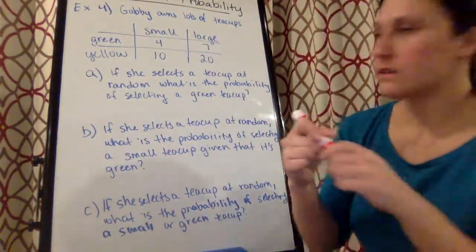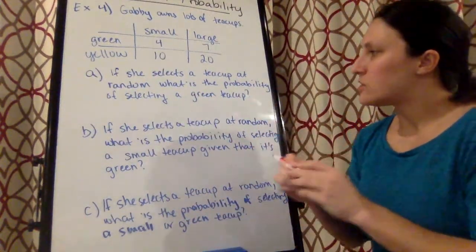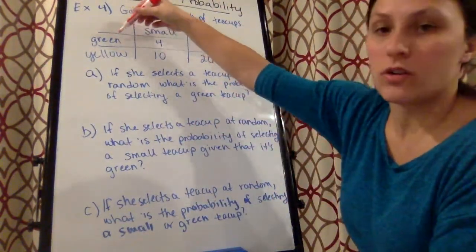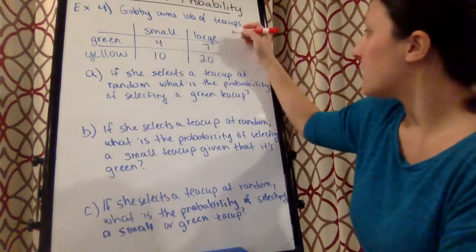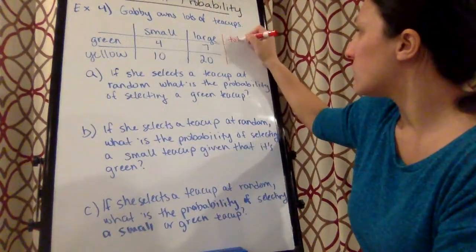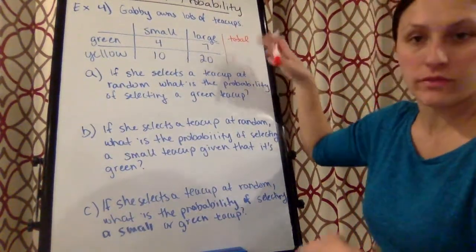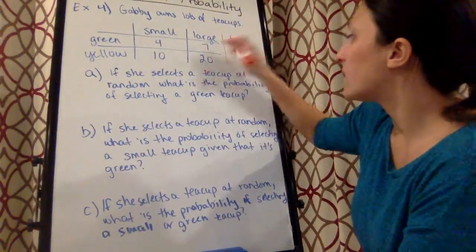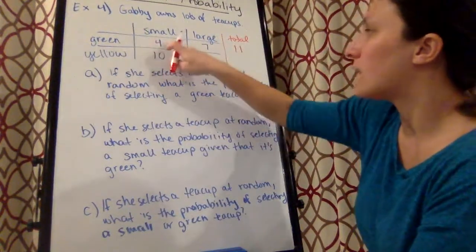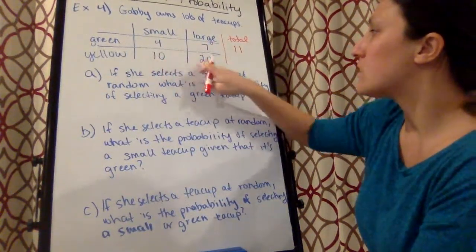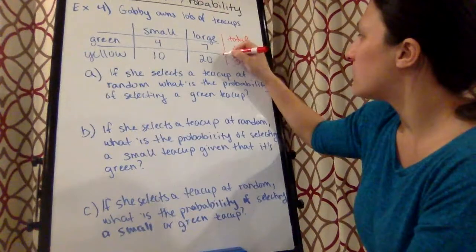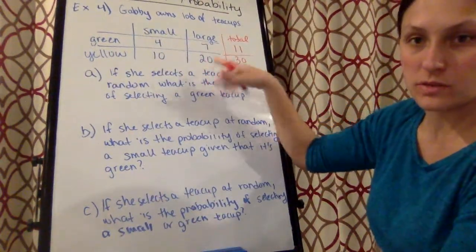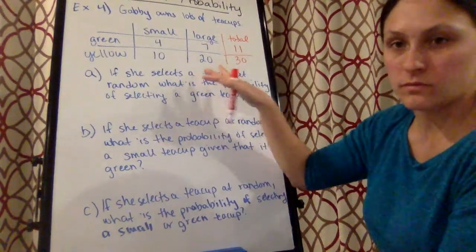So let me grab a red. So of just selecting a green teacup, you come up here and you look for what are all the teacups that are green, and so we should add on here a total. So if you're not given the totals for charts, then make sure you find them. So there's 11 total green teacups. I added 4 plus 7. And there's 30 total yellow teacups. And you could find the total number of small and the total number of large as well, but we don't need that for this question. We'll see if we need that later.